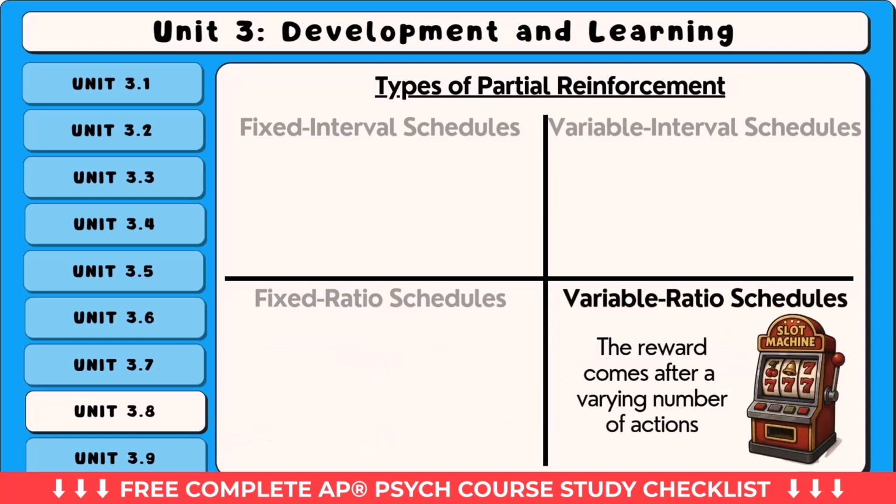In a variable ratio schedule, the reward comes after a changing number of actions, and the person never knows exactly when. Slot machines are a good example. People keep pulling the lever because they might win after 5 tries or 50. This type of schedule is very strong because the surprise keeps the behavior going for a long time.